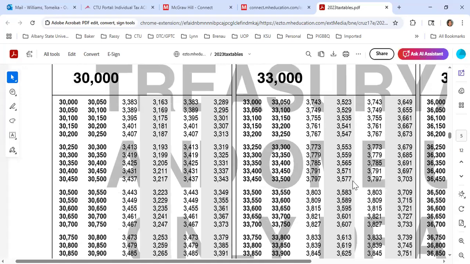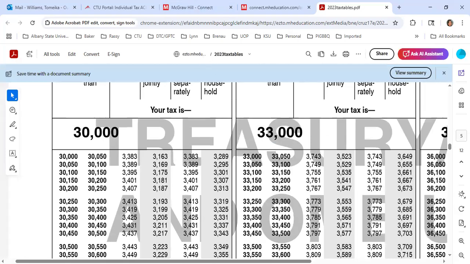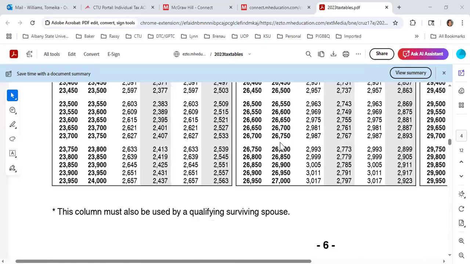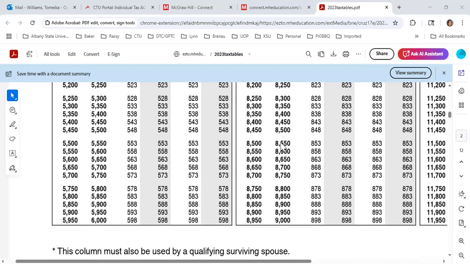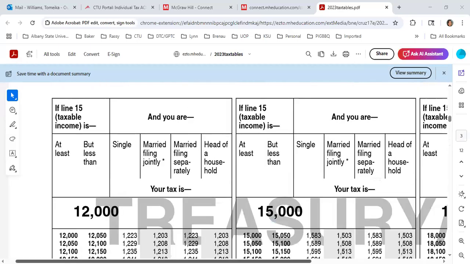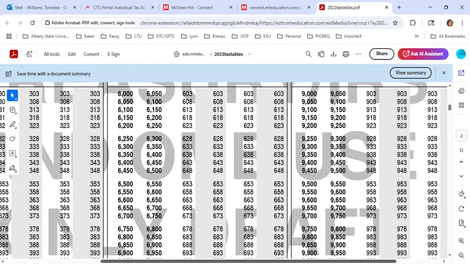Which is somewhere here. I'm sorry, that was not the taxable income. Hold on. Taxable income is actually 9,316. The 30,000 was the AGI. Okay, so let me go up further to the 9,000 range. So it was 9,316.